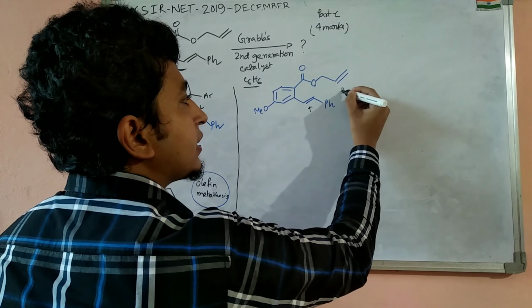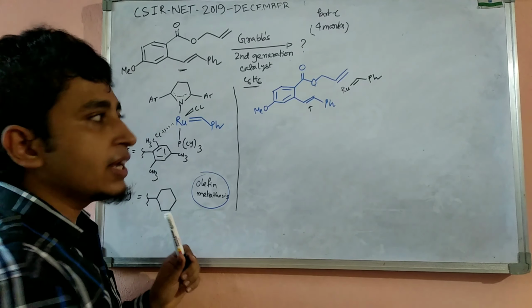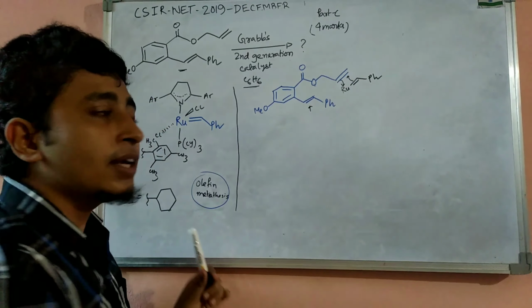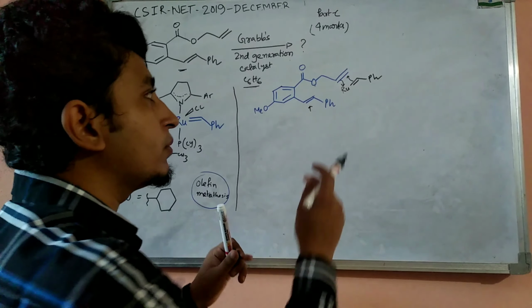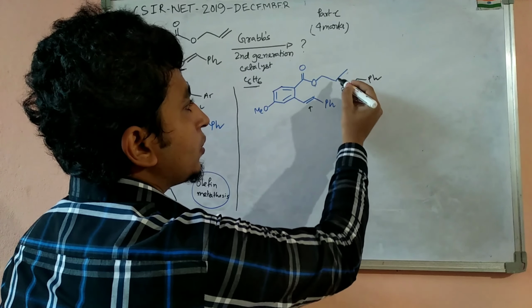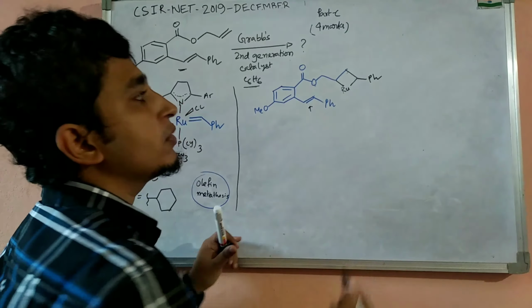And how will it react? This is the ruthenium, and this is the Grubbs catalyst, and it will react in this fashion. This will react here and this will come here. So a four-membered ring will form. So guys, I will draw here the four-membered ring. So this bond will form and this bond will form. So you can see this is the four-membered ring.